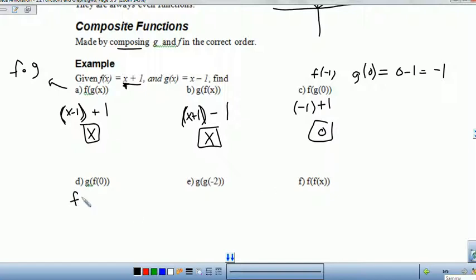Same thing here. Find f of 0. That's 0 plus 1. That gives us 1. Go ahead and plug 1 inside, so then this becomes g of just 1. That becomes 1 minus 1, or 0.